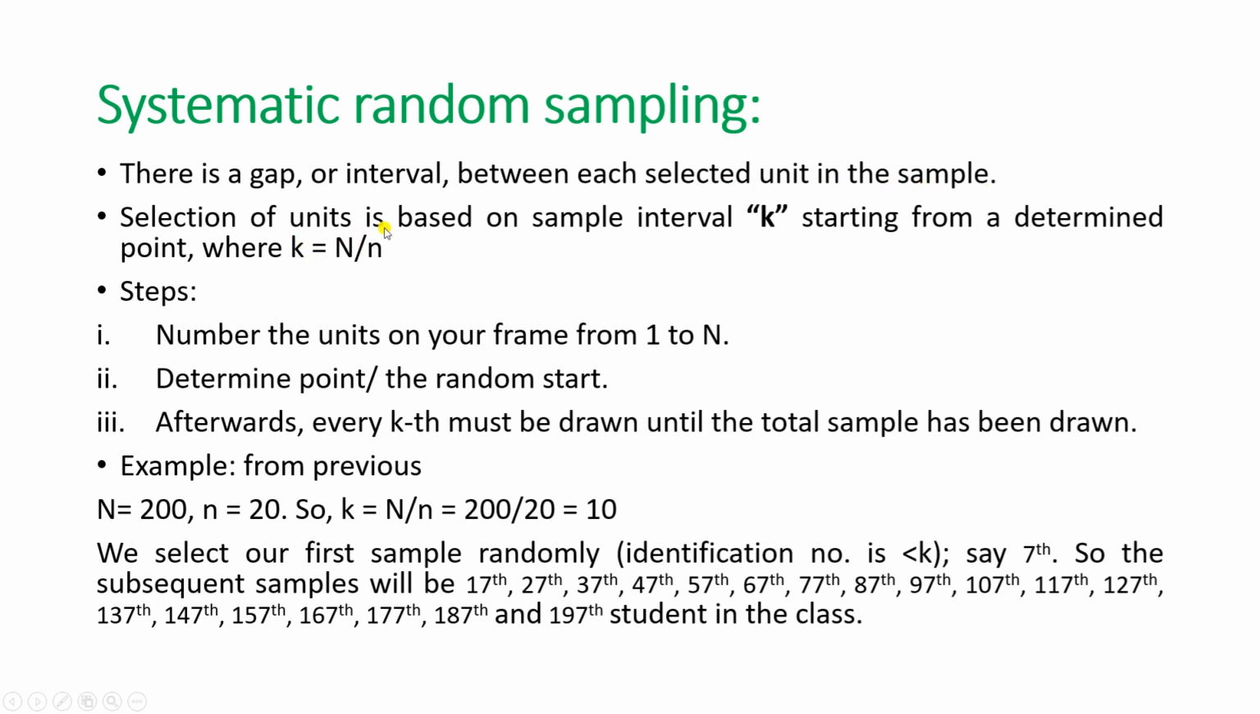For this, we calculate what is known as the sample interval, or K. K is given by N by n. What is N? The total number of the population. And what is small n? The number of the sample.